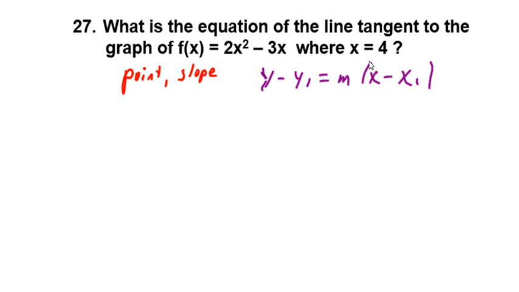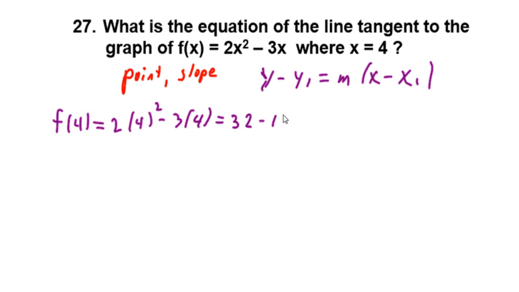So we already have our x value for a point. We need f of 4, which equals 2 times 4 squared minus 3 times 4. And 2 times 4 squared is going to be 32 minus 12. That's going to be equal to 20. So our point is going to be the point (4, 20).